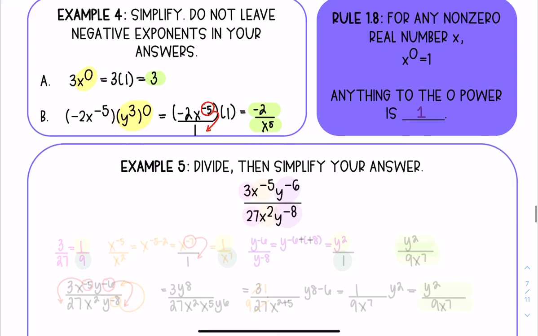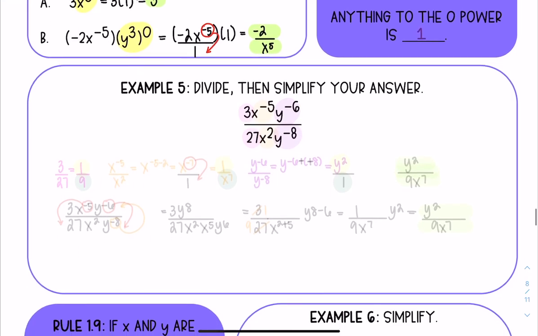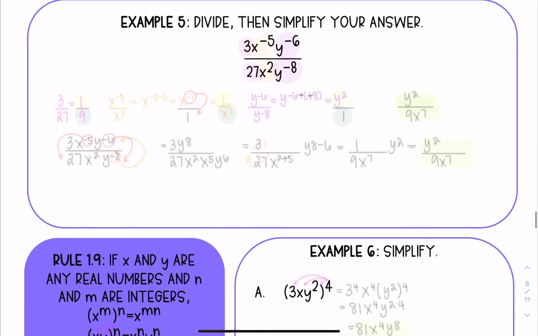Example number 5 says to divide and then simplify your answer. So we're going to look at the numbers, the x's, and the y's separately. So we have 3 and 27 we'll look at. We've got x to the negative 5 and x squared. And we've got y to the negative 6 and y to the negative 8. Now there's a few different ways you can approach this problem, and so it doesn't matter which way you do it as long as you get the right answer. So I will show you both ways just so you know.